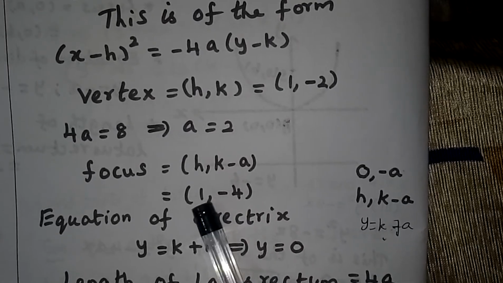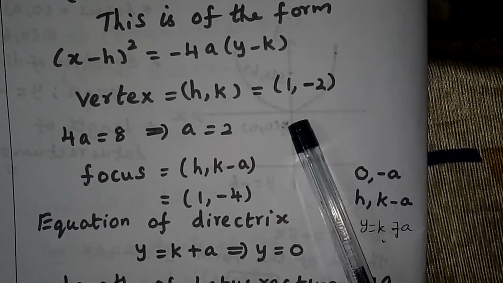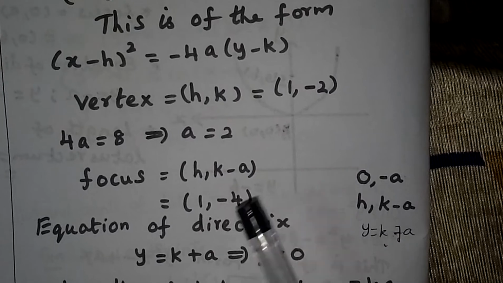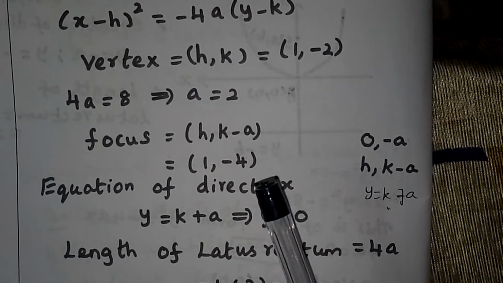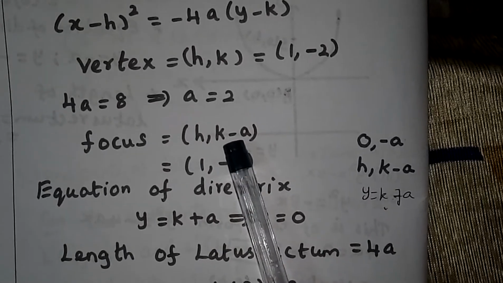H is 1 and our k value is minus 2. Minus 2 minus a is 2, so it will become minus 4. Then the equation of directrix. For the equation of directrix you have to change the sign of a.